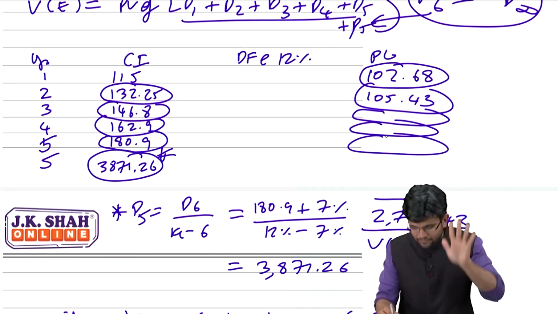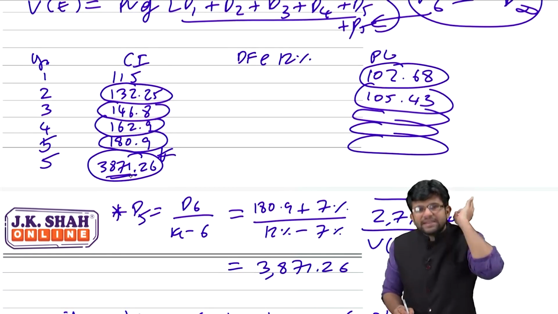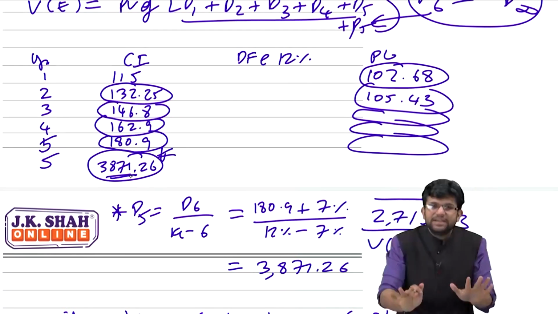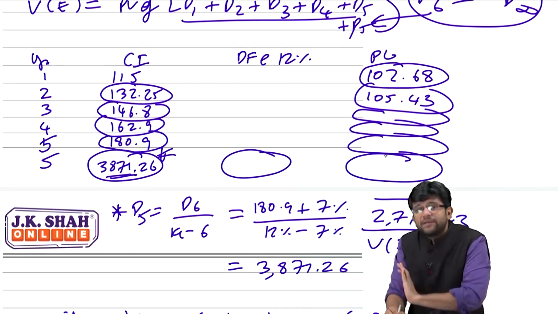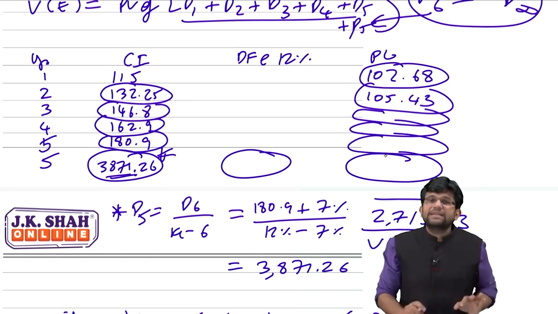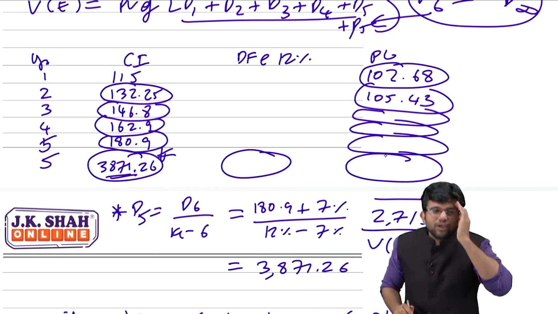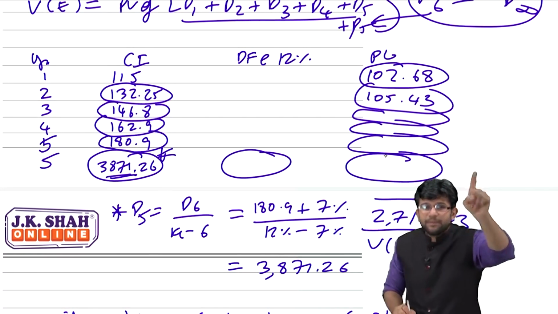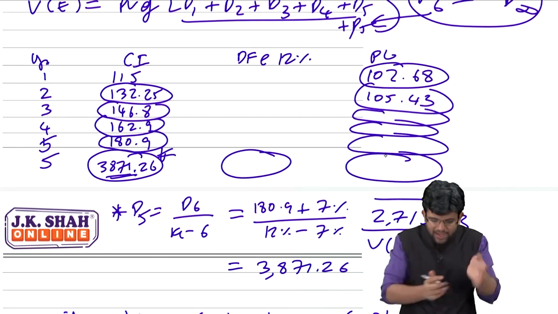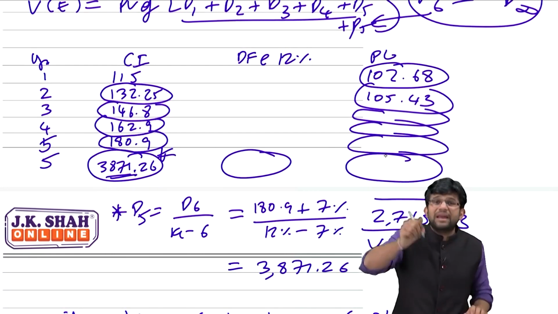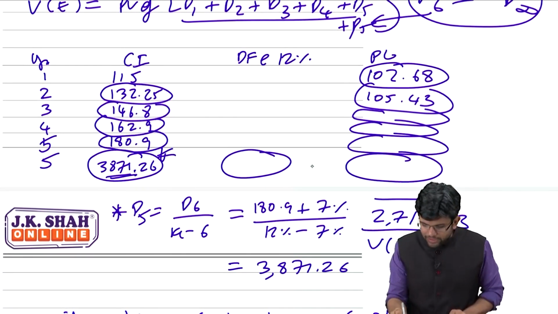Now children, listen carefully. What is 3871.26? Be very clear about this. 3871.26 is present value. Yes, it is present value. Then why are we doing present value again of the present value? Listen carefully. 3871.26 is the present value as on end of year 5. I am very sure you have understood. 3871.26 is the present value of future cash inflow at end of year 5. D6 to D eternity's present value is 3871.26, but at the end of year 5. If I want to know today's present value, we will have to discount it again for 5 years.